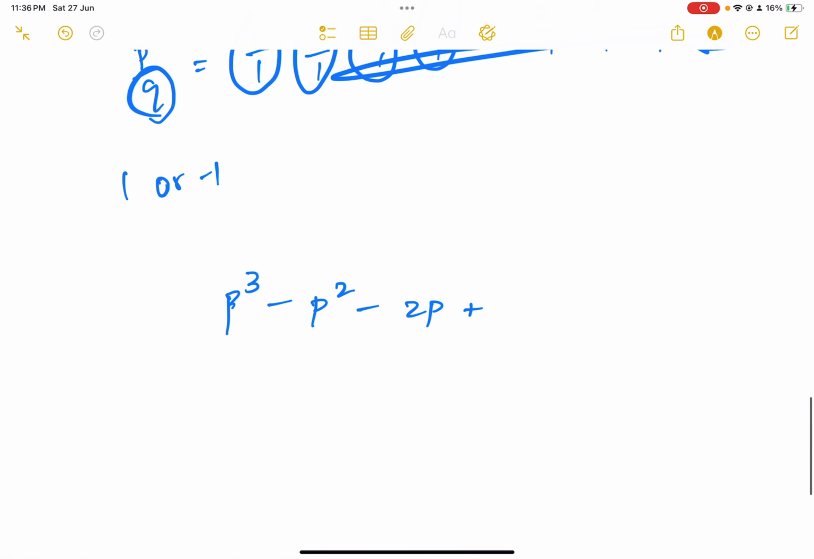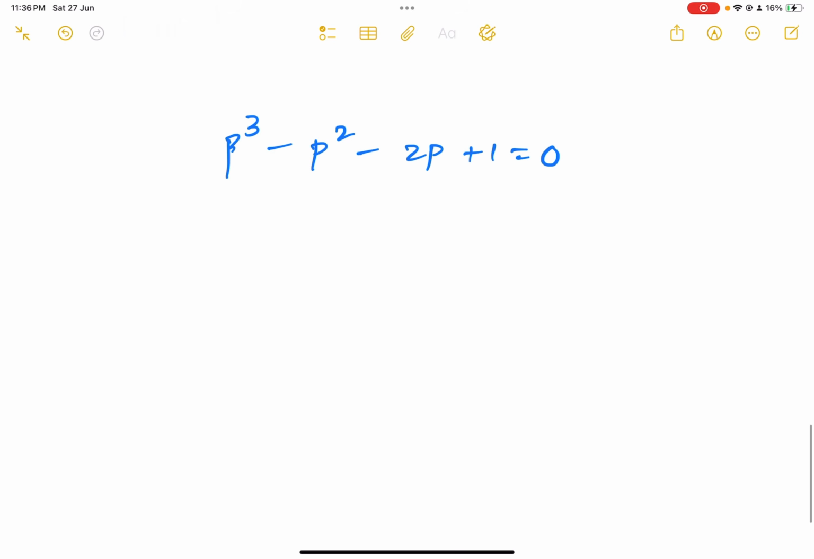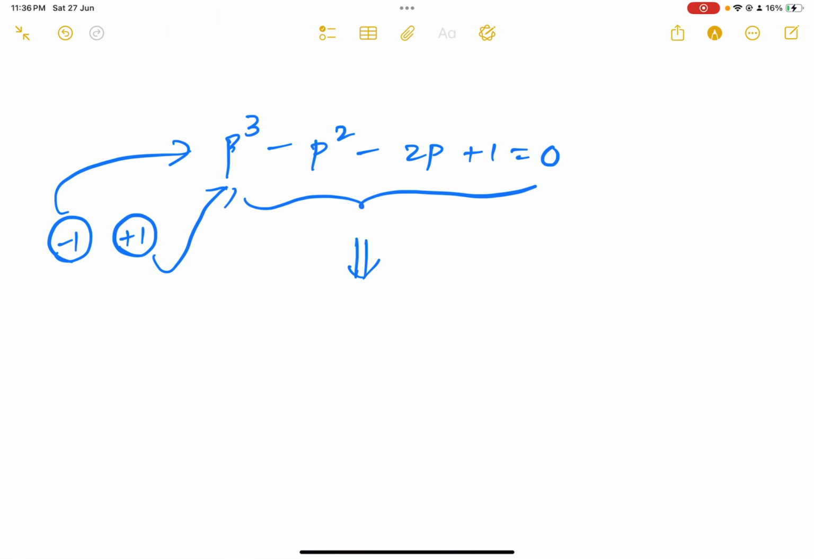So now let us check. This is the equation: p cube minus p square minus 2p plus 1. If rational roots exist for this equation, they must be either plus 1 or minus 1. And no other rational root is possible for this equation from the rational root theorem. So if you substitute 1, it will not satisfy this equation. Even minus 1 doesn't satisfy this equation. Hence we conclude that this equation does not have rational roots.